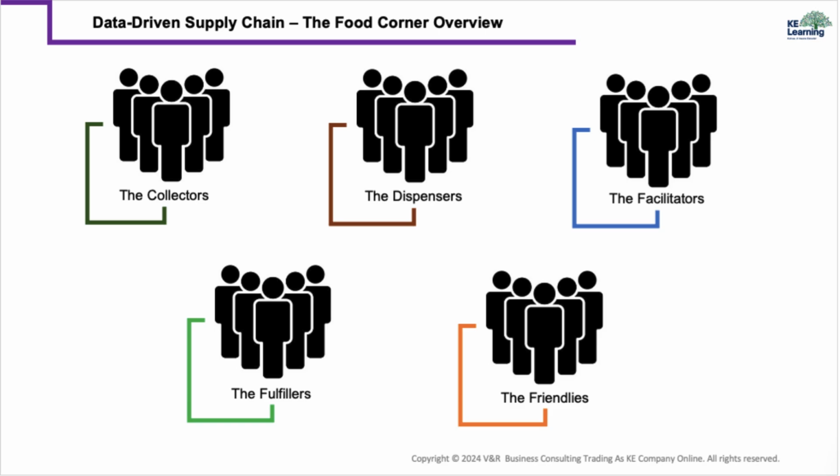The last group are the friendlies. They deal with sales and customer management, including all the necessary customer engagement, both inbound and outbound. They are the front-line customer touchpoint for anything that involves customer management and engagement, and are fully responsible for managing customer experience, ensuring that anything that is done, from collecting and facilitating to fulfilling and dispensing, is done with the customer top of mind. The friendlies have a very close relationship with the sales and business development teams.